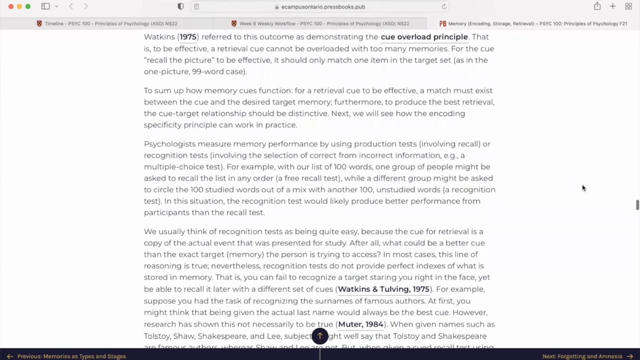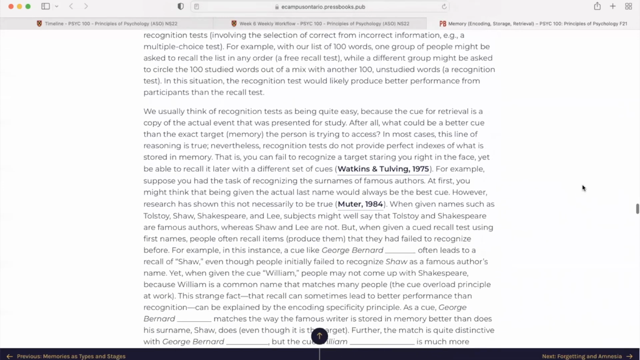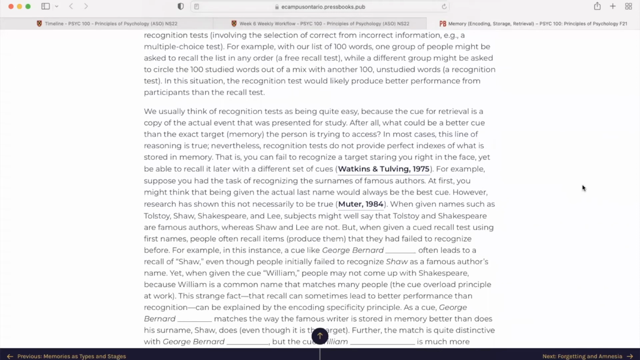We usually think of recognition tests as being quite easy because the cue for retrieval is a copy of the actual event that was presented for study. After all, what could be a better cue than the exact target memory the person is trying to access? In most cases, this line of reasoning is true. Nevertheless, recognition tests do not provide perfect indexes of what is stored in memory. That is, you can fail to recognize a target staring you right in the face, yet be able to recall it later with a different set of cues.